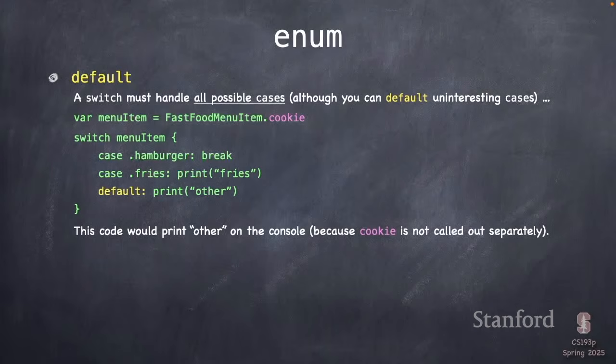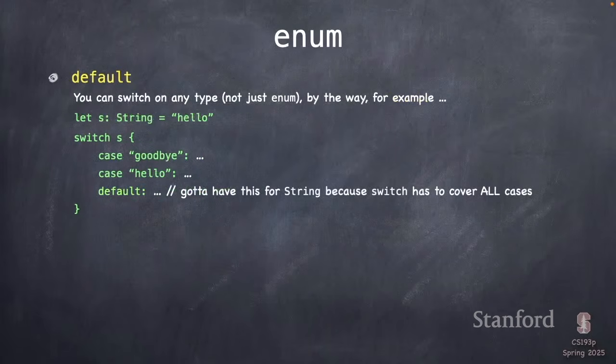So that's default. Now, what's interesting is you can switch on other things besides enum. You can switch on a string. But if you switch on a string, you absolutely must have default. Because there's no way you can have case for every single string in the world. That's infinite. So you have to have a default clause if you're switching on a string.